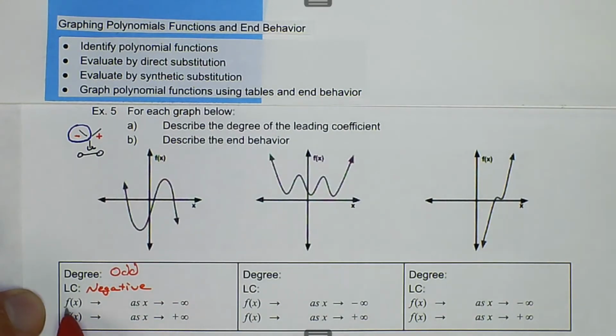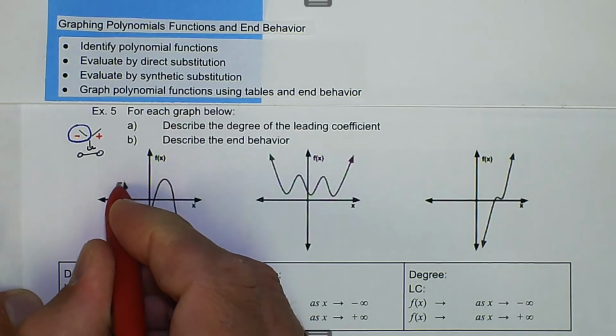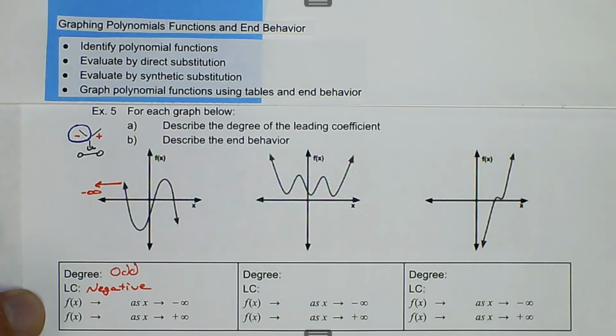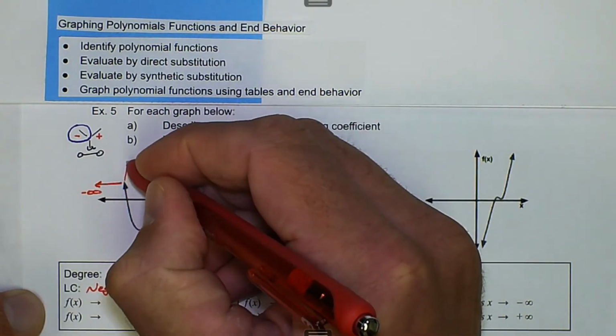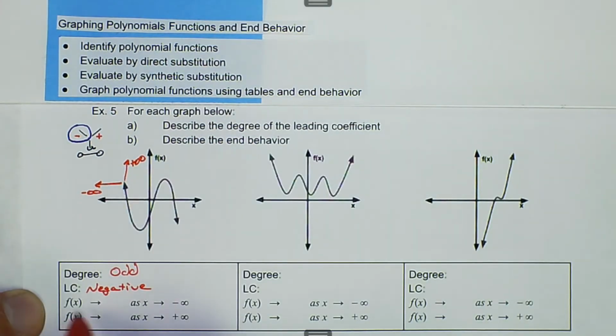Okay, and then this says the f of x does this as x does this. So actually what I like to think about is I like to think about it backwards. So as x goes to negative infinity, which one of these would be going to negative infinity? And x going to negative infinity is going to be this direction. So x goes to negative infinity. What does y do? Well, y is going to positive infinity. Okay, so I'm just going to write the function goes to positive infinity as x goes to negative infinity.